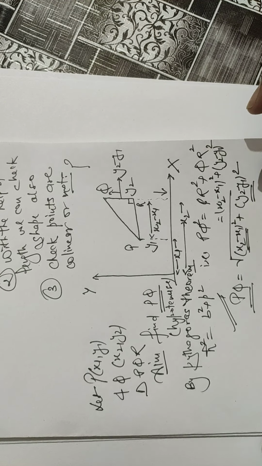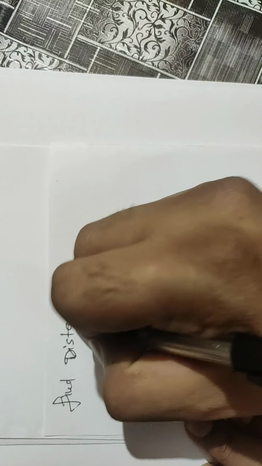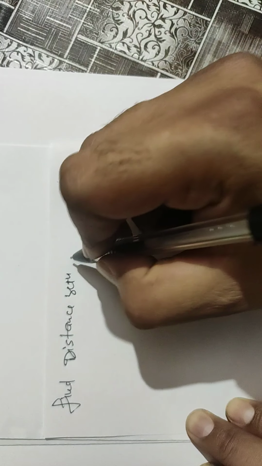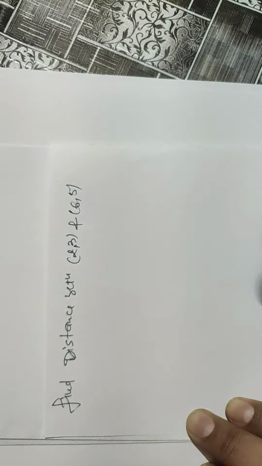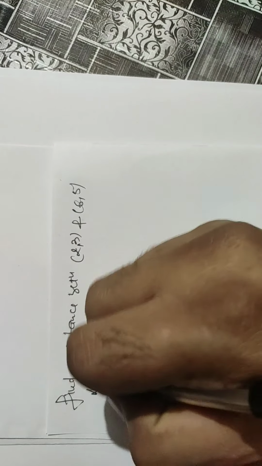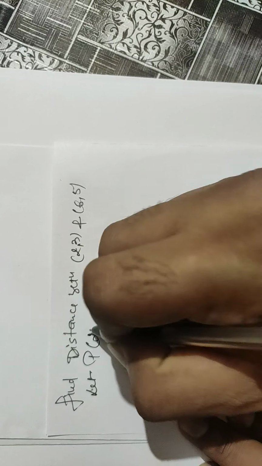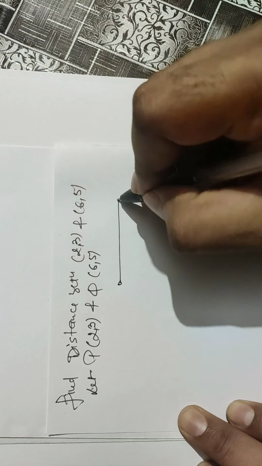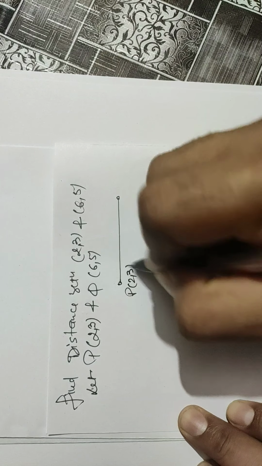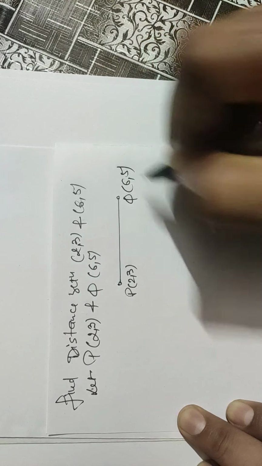Now how can we apply it? We are looking at an example. Find the distance between (2, 3) and (6, 5). We solve like this. Let P be the first point (2, 3) and Q be the second point (6, 5). These are the two points.